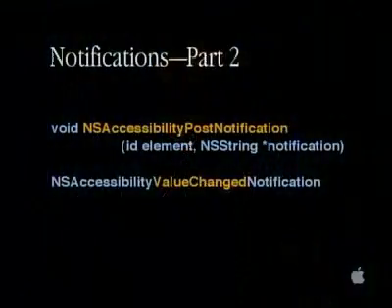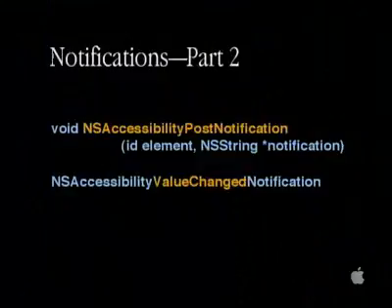If you need to post a notification, the most likely one that you would need to do is value change. So the clock would be a prime example. When we change its value, we'd want to post a value change notification, and the call you make is NSAccessibilityPostNotification. That's fairly straightforward.